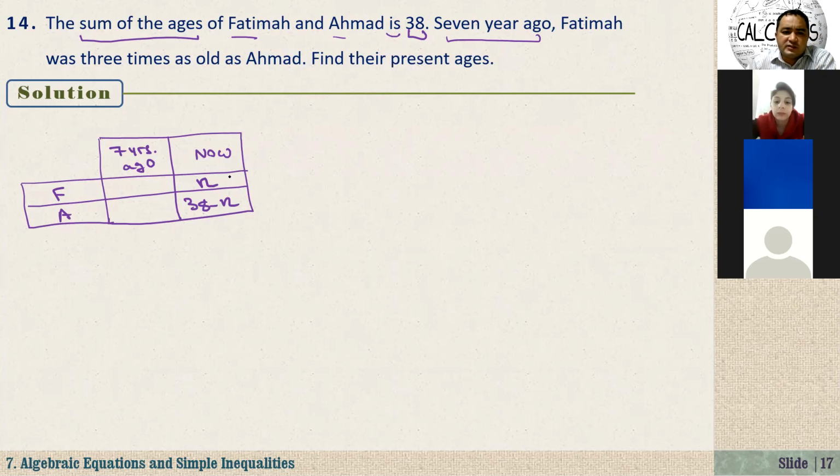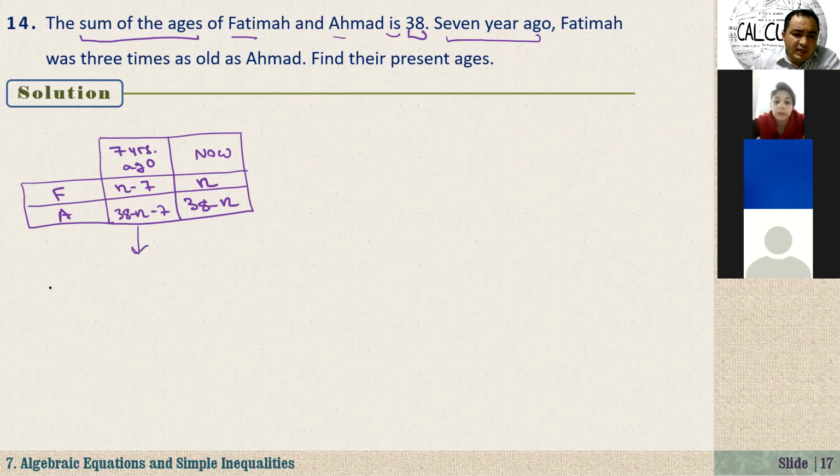So 7 years ago, Fatima was n minus 7, where n is her present age. How about Ahmad? His present age is 38 minus n, so 7 years ago he was 38 minus n minus 7. It says that 7 years ago, Fatima was 3 times as old as Ahmad. So we are talking about this time.